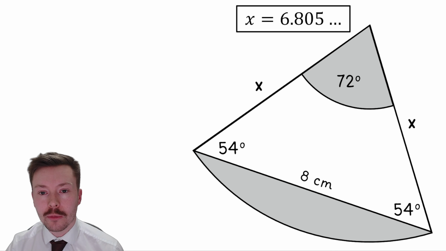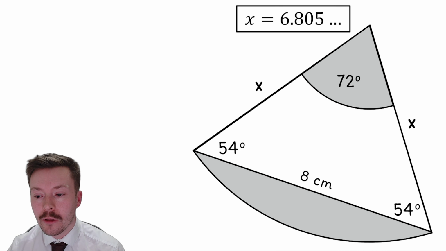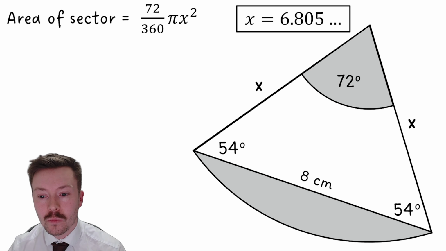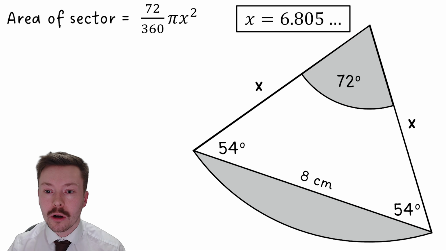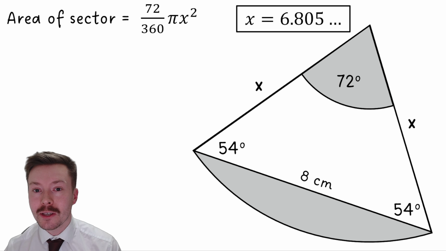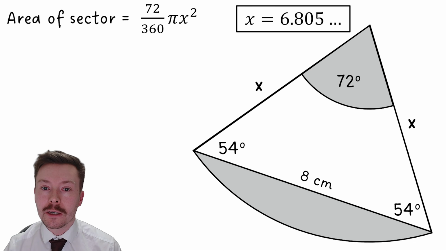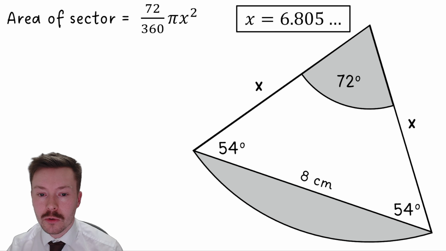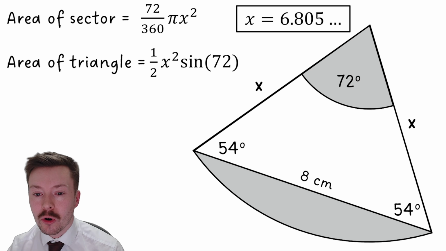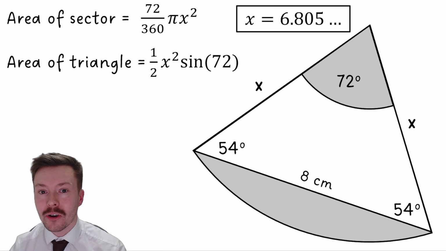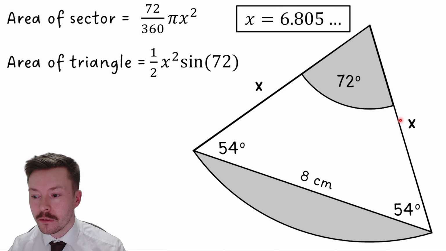The next thing that I'm going to do is start working out some of these areas, the areas I can work out. Now, the areas I can work out here are the area of the sector, which is going to be 72 over 360 times pi x squared, pi r squared, but r in this question is the radius of the smaller circle, in this case the smaller sector. So pi x squared, because that's the radii we need to use. Area of the triangle is a half x squared sine 72. So that is this triangle here.